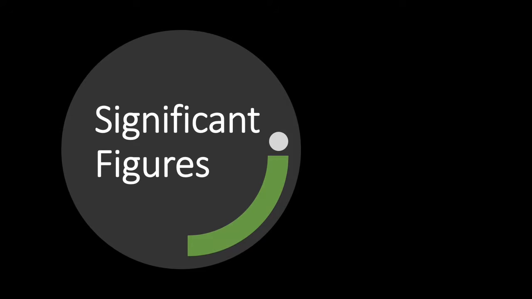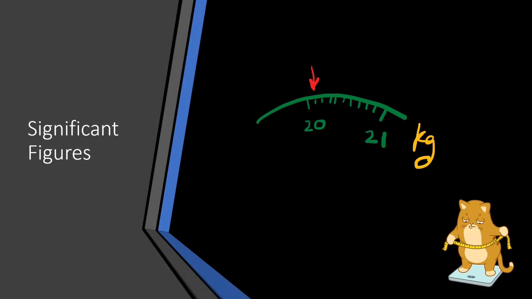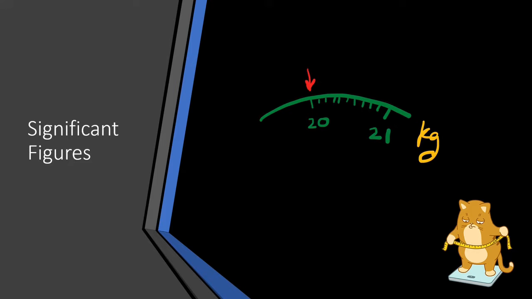Now let's talk about significant figures. And what is the importance of significant figures, you may ask? Let's say that this cat is trying to measure its mass, and let's say that the scale looks like this. So this reading is 20.1 kilograms. This is a big fatty cat, isn't it?